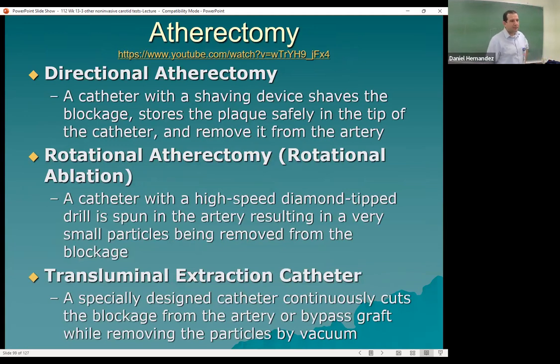The atherectomy. So this is that mechanical removal or shaving of plaque, these blockages. A couple different methods. This rotational atherectomy uses a high-speed diamond-tipped drill that's spun in the artery, resulting in very small particles being removed from the blockage. So there's also a suction on the tip of that catheter that sucks up those pieces so they don't embolize.